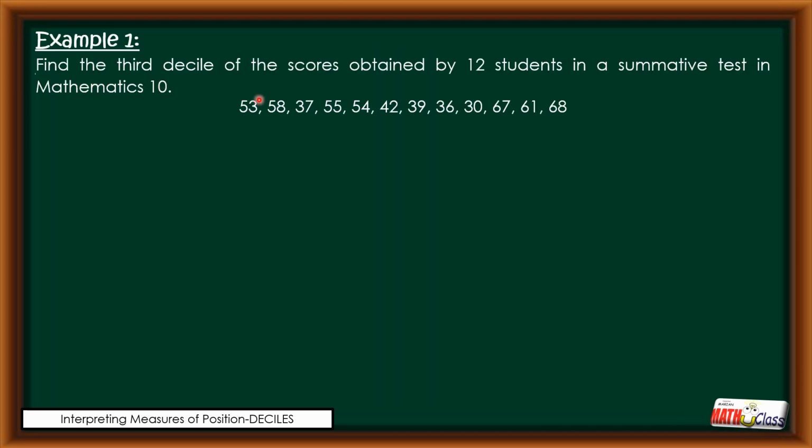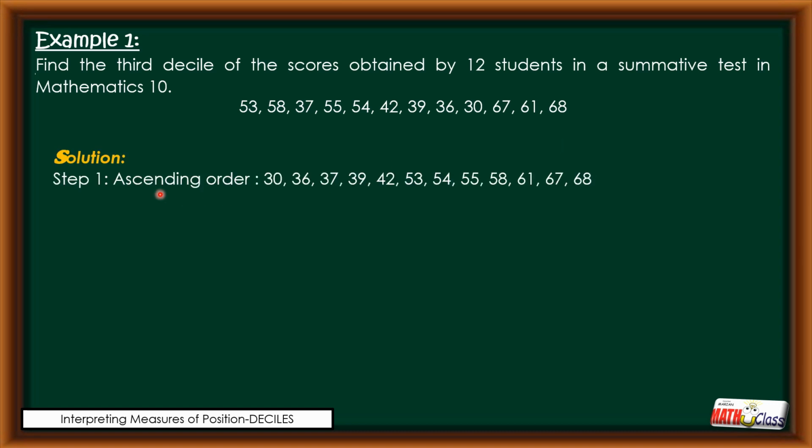Find the third decile of the scores obtained by 12 students in a summative test in Mathematics 10. This problem is an example of ungrouped data, so we will be using the Mendenhall and Sincich method to get the value of D3. Step 1. Arrange the data in ascending order. Step 2. Find n, or the total number of elements. The value of our n here is 12.